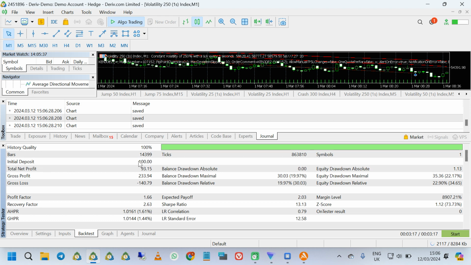The initial deposit is $100, the total net profit is 93, that's 93%, and the gross profit was 233. The profit factor of 1.6 is still above 1.5, and the recovery factor you can see is 2.63, which is high. What is actually the drawdown, which is another important factor: 22.17, and the relative drawdown is 22.9, which is okay.